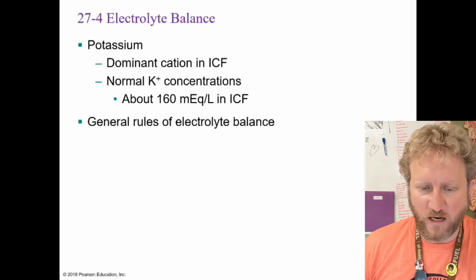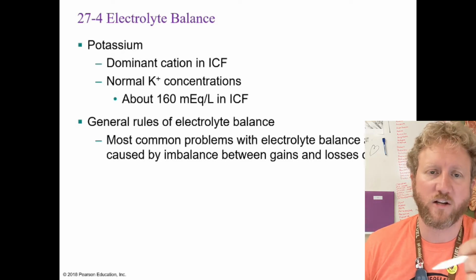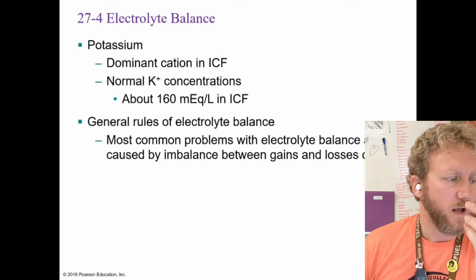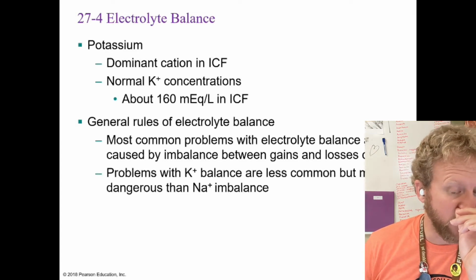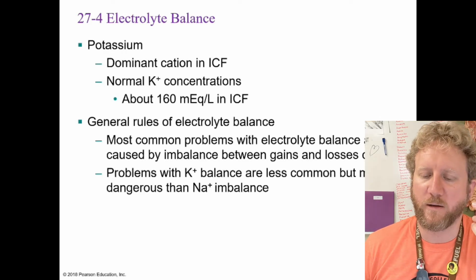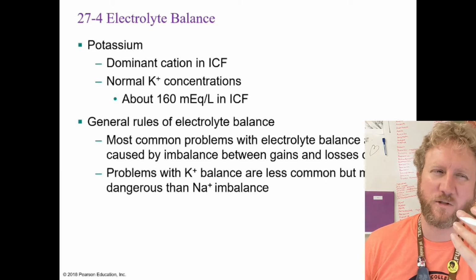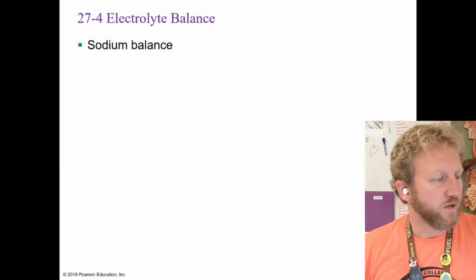Potassium is another one. That's the dominant ion in the ICF. Normal potassium concentrations are about 160 milliequivalents in the ICF. Generally speaking, when we're talking about electrolyte balance, most problems occur with an imbalance between gains and losses of sodium. Problems with potassium are less common, but they're more dangerous. So most of your electrolyte problems are going to be driven by imbalances in sodium. Not so much potassium, but if it happens in potassium, it's a bigger deal.